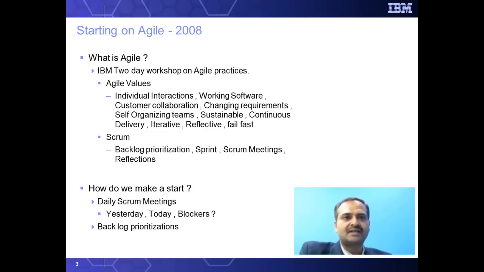So basically it talked about the Agile values, which are listed here. Individual interactions are above the tools and processes. The interactions within the team take the highest priority. Working software is more important than documentation. It's important to have documentation, but it's really the working software which counts.